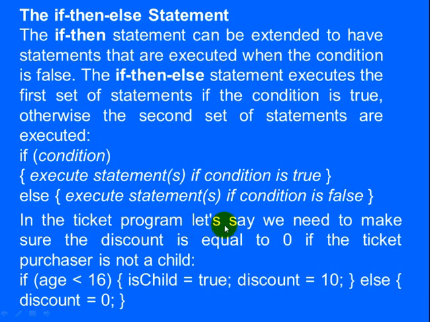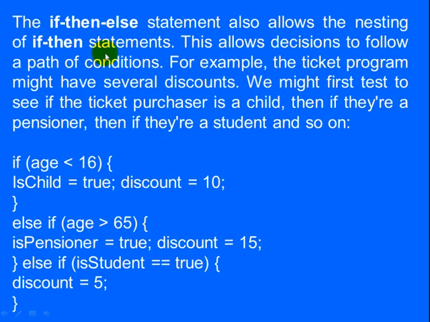In the ticket program, let us say we need to make sure the discount is equal to 0 if the ticket purchaser is not a child. Then we can write, if age is less than 16, then the first set of statements, that is child equals true and discount equals 10, else discount equals 0. So either the first set gets executed or the second set of statements gets executed depending upon the condition. If it is true, then the first set is executed, and if this condition is false, then the second set is executed.